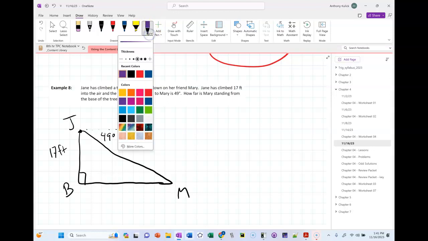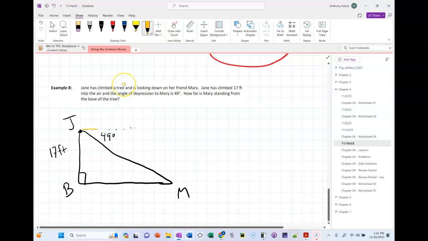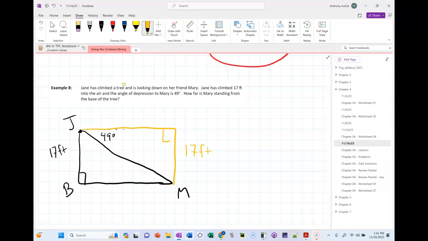Alternatively, how else could we have drawn this triangle? Could also draw it that way, right? Or, if you remember from geometry, if you have two parallel lines, like Jane's line of sight and Mary's line of sight, that are cut by a transversal, we know that alternate interior angles are congruent. So we could label that as 49.